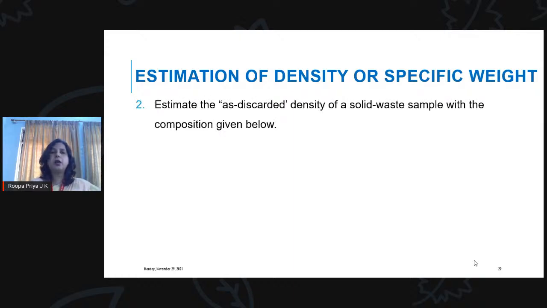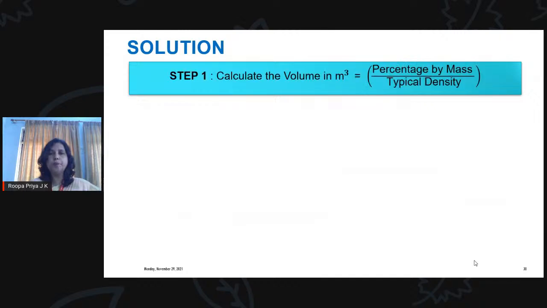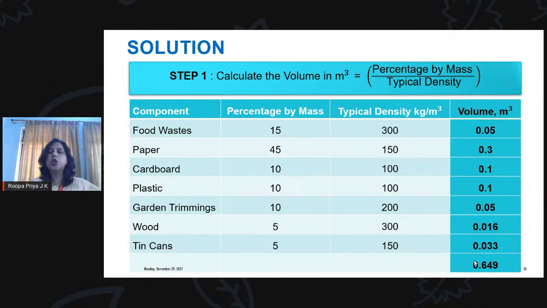Here again, we have to estimate the as-discarded density of the solid waste sample with the composition given in the table. Here the density values have been changed. The components are the same and the percentage by mass is also taken into consideration. As discussed previously, the first step is to calculate the volume. The volume is calculated using the formula percentage by mass divided by the typical density. And we get the last column, which is the volume of all these components of solid waste. The total volume in meter cube is 0.649 according to this given table.